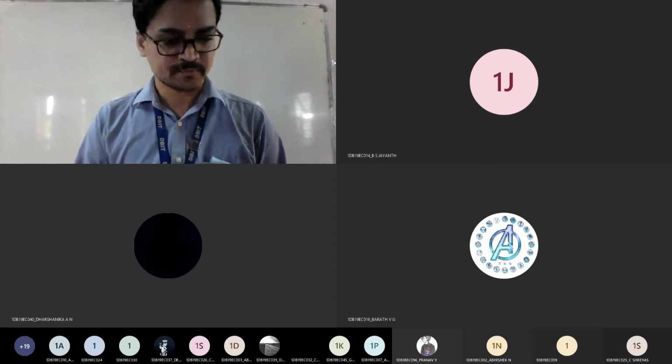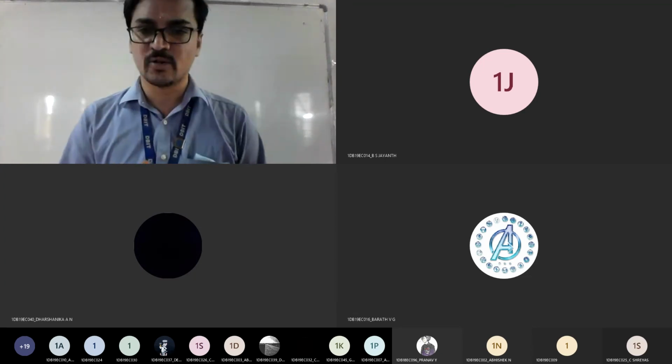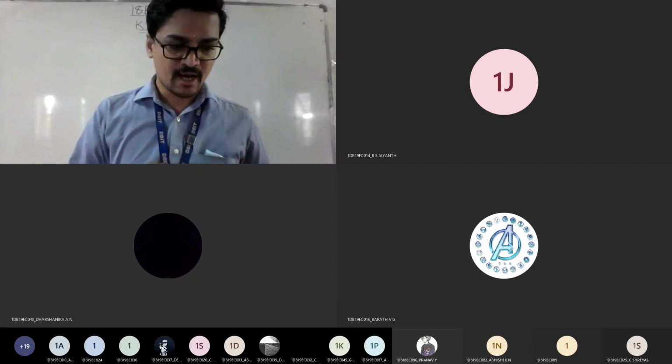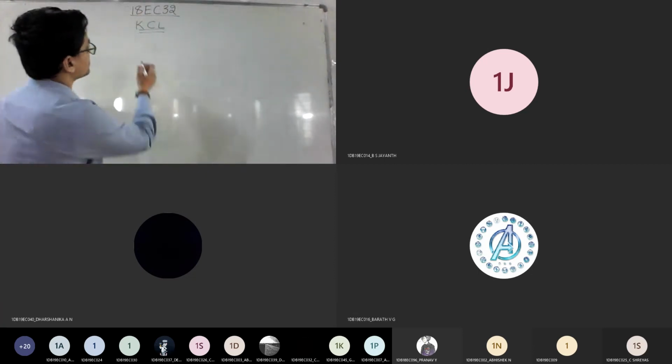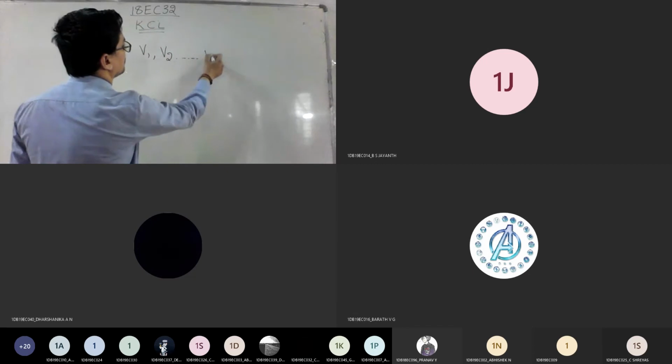Right, the 4th point: remaining nodes. One you have marked as a reference node, right? So there are n number of nodes left out. So remaining nodes are assigned with node voltages V1, V2, and so on till Vn.